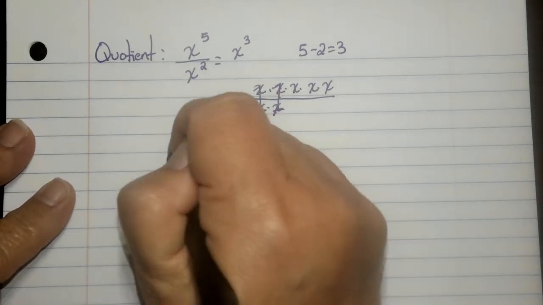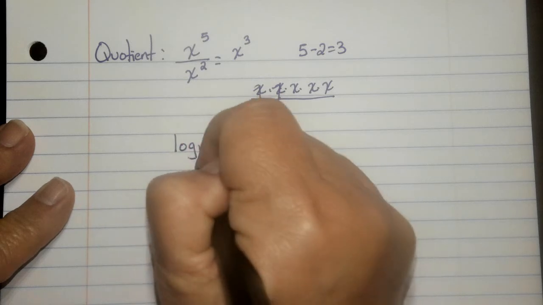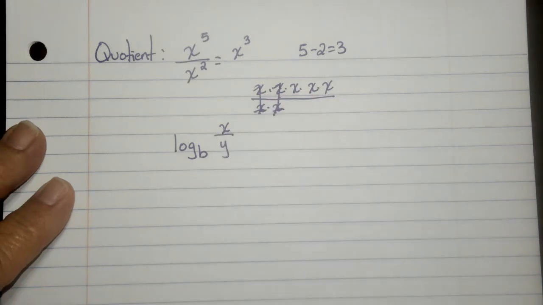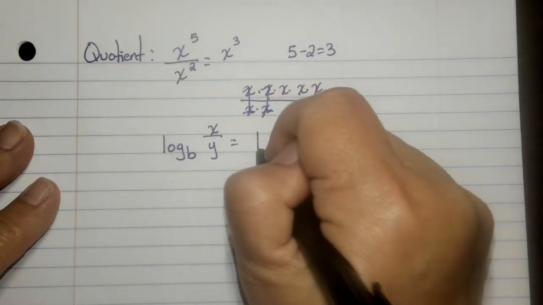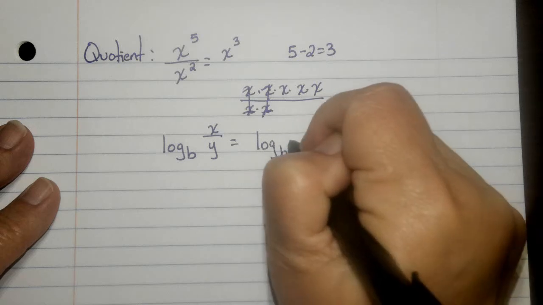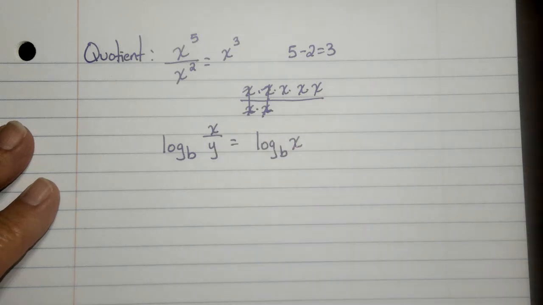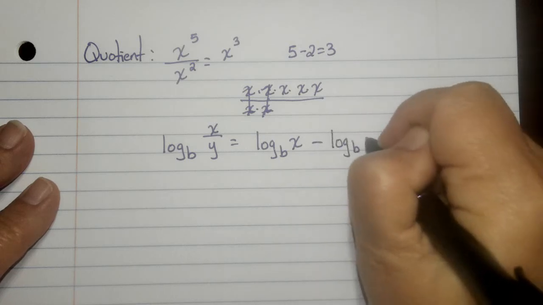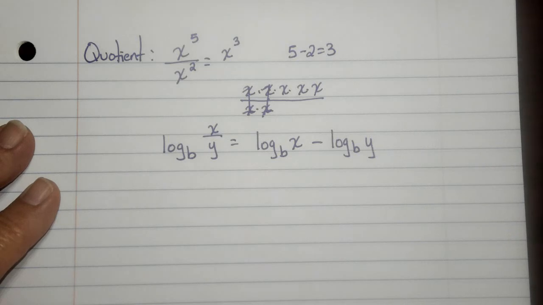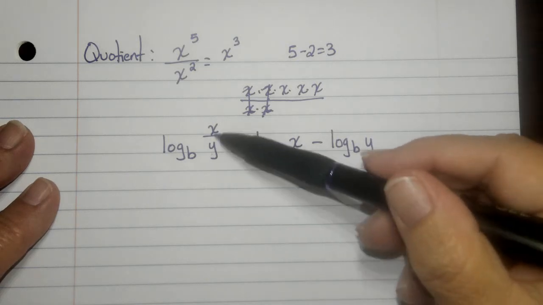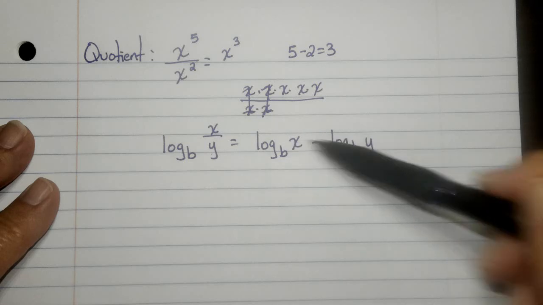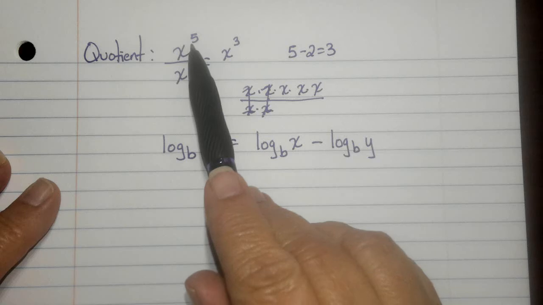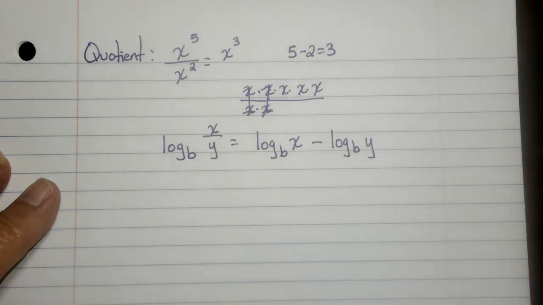So what it means in terms of logs is if I have log base b of a quotient, x divided by y, that's going to be equal to log base b of x, my numerator, minus log base b of y. So when I have a quotient, I subtract the logs. Just like here, when I had an exponent and I had a quotient, I subtracted the exponents.